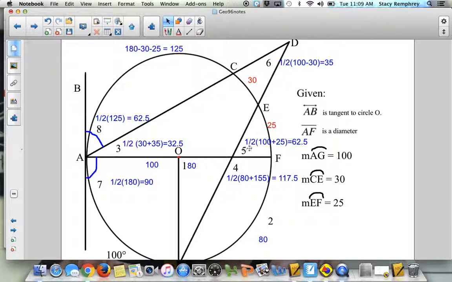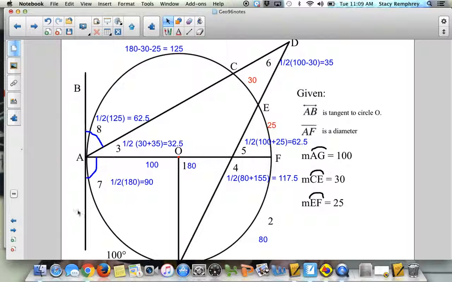Okay, angle 5 is similar. It intercepts the 25-degree arc and the 100-degree arc down here, so it's half the sum. Angle 6 is outside the circle, so it's the red arc given, half the difference of the intercepted arcs. As I follow the sequence out, this arc down here is the 100 minus the 30.